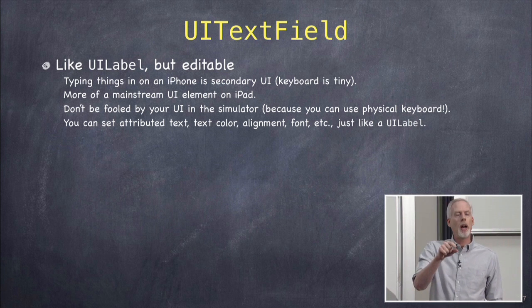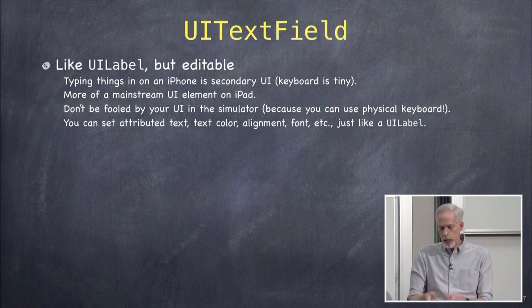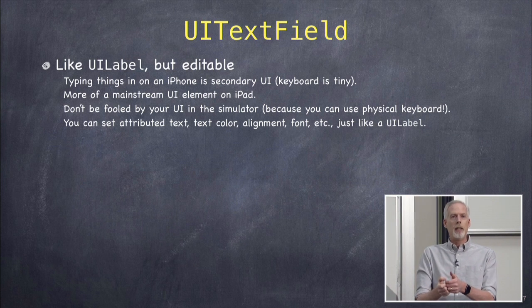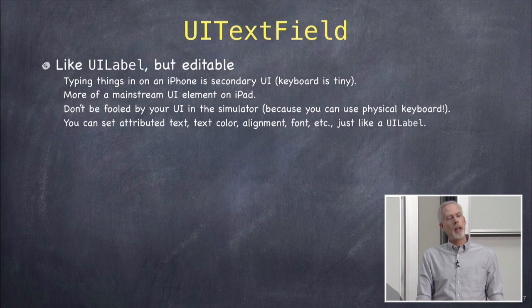So a UI label, if you touch on it, nothing happens. But a UI text field, if you touch on it, a little blinking cursor happens, and the keyboard will come up from the bottom, and you can use your thumbs and type, or if you have an iPad with a physical keyboard, you could type or whatever.